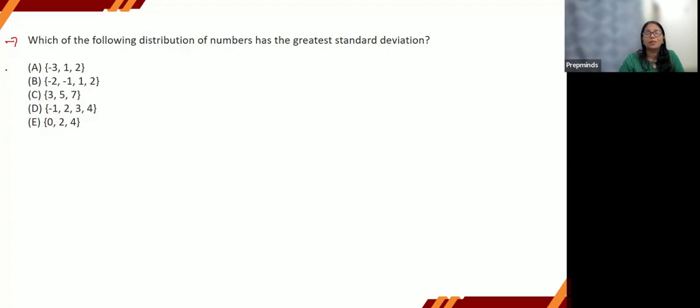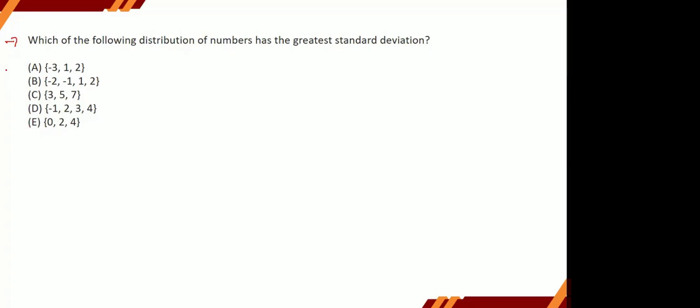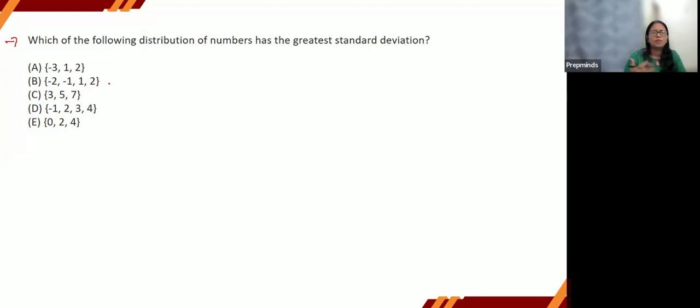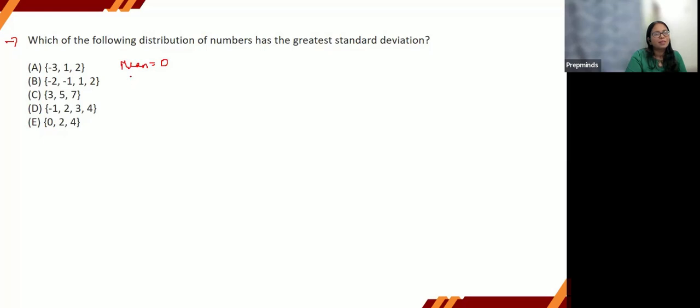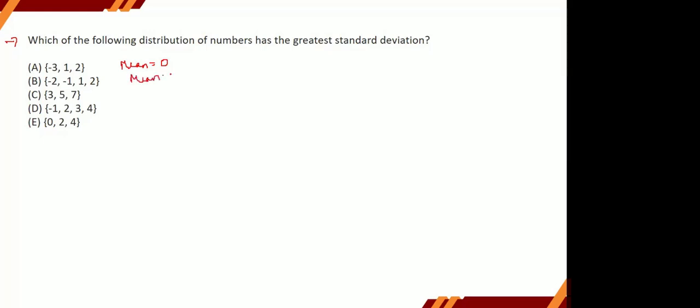What is the first thing in order to figure out? So we'll get to know the mean for each of these. So let's figure out the mean. What is the mean for this set? Zero. I was thinking of median, sorry. So it's 0, right, no problem. What about the second set? 0 again.